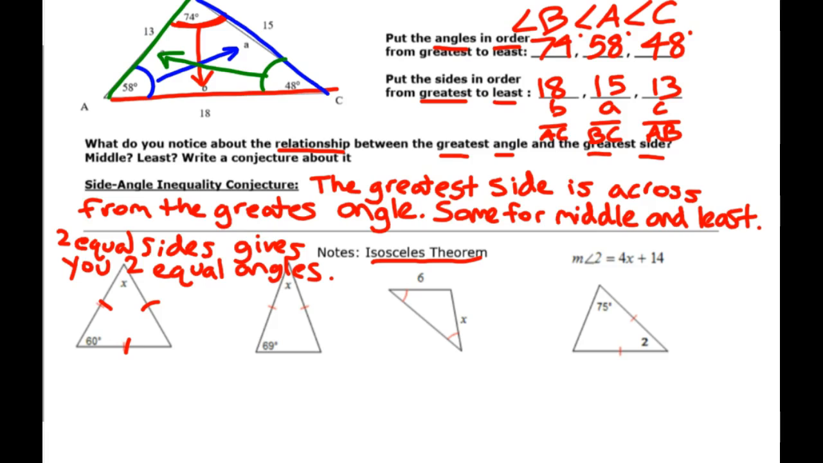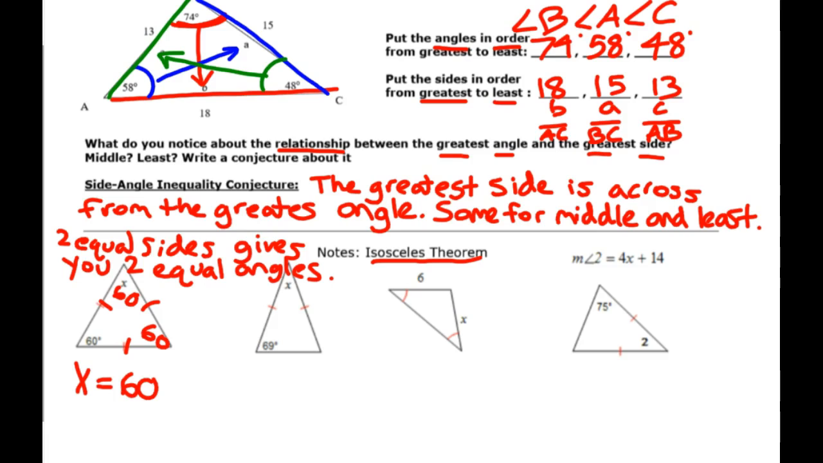Now, I want you to know this. Every equilateral triangle, the angles have to be 60, all three of them. Otherwise, they wouldn't add up to 180. Don't they have to add up to 180, right? So if that's 60, guess what x is? 60, right? So x equals 60 if it's equilateral. Okay?